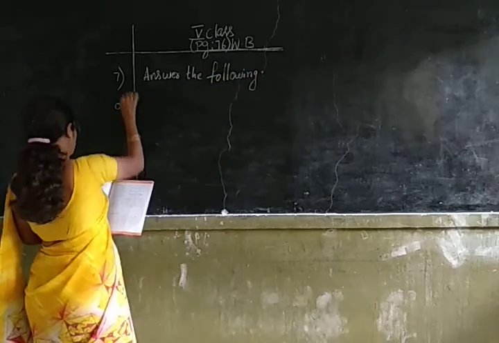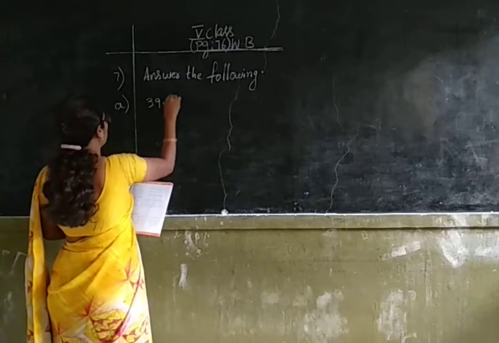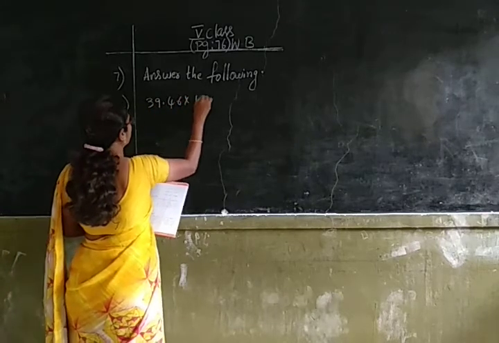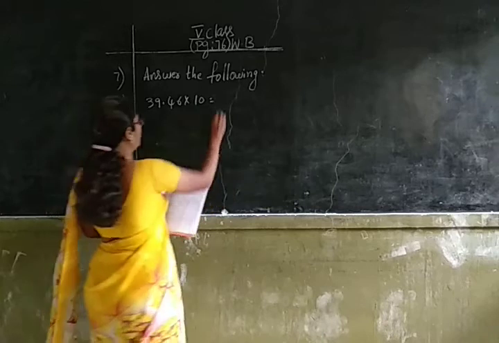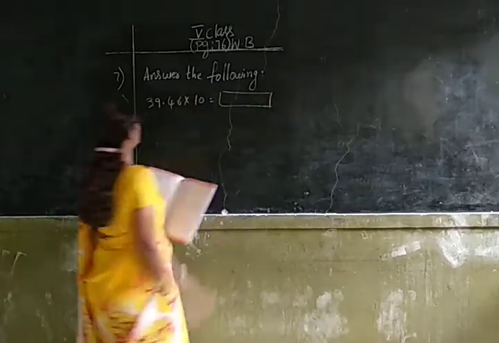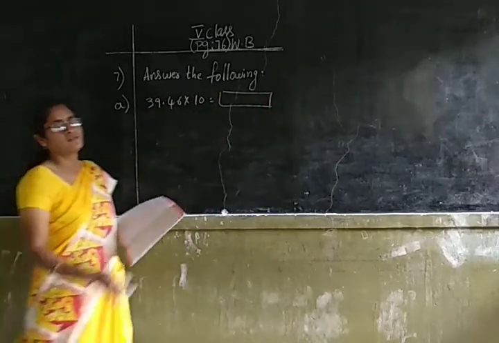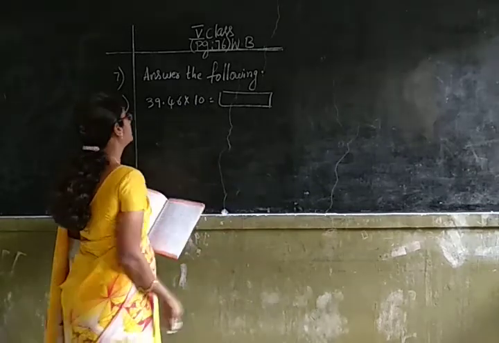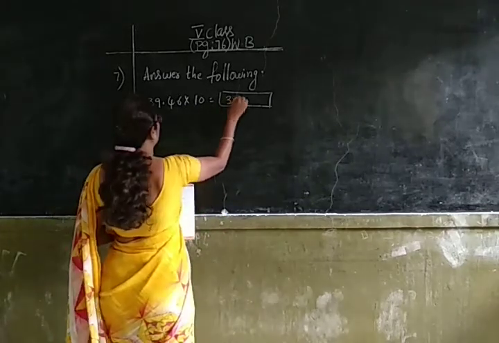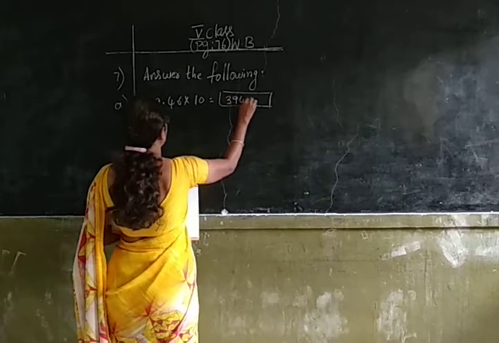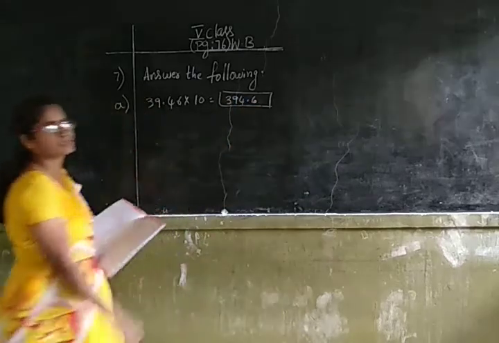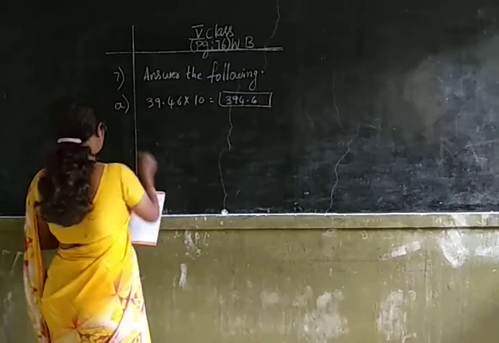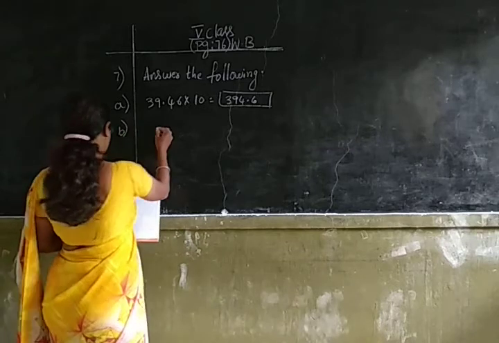The first one is 39.46 into 10. So we have to multiply 39.46 with 10. When we multiply with 10, the point moves one step towards right. So the answer is 394.6. Let us do the B sum.